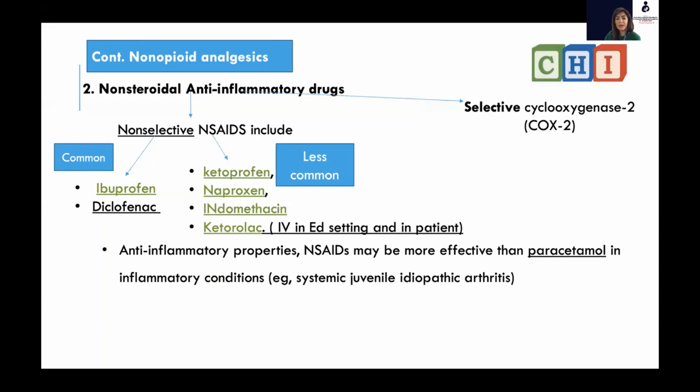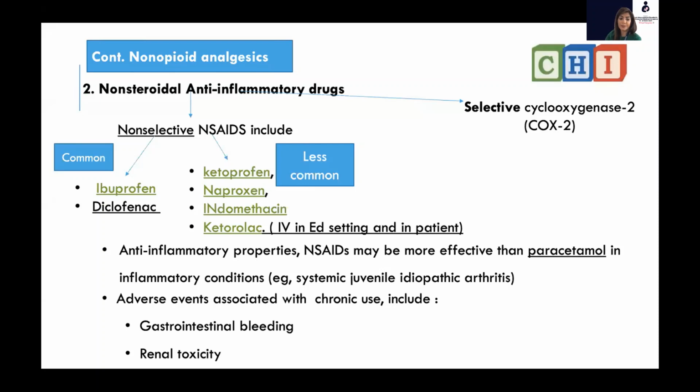The non-steroidal anti-inflammatory drugs have anti-inflammatory properties, which makes them superior to paracetamol. So if the patient has signs of inflammation, choose ibuprofen and skip paracetamol. There are adverse effects with chronic use, and the two most common are gastrointestinal bleeds and renal toxicity.